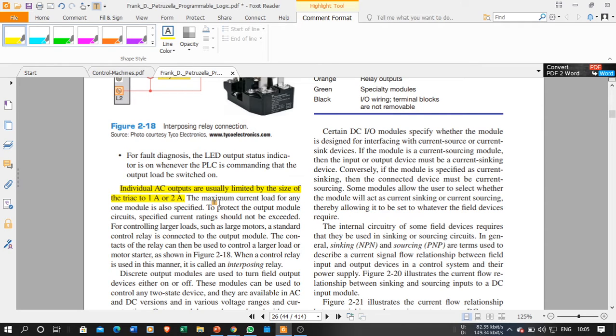Okay, so the maximum current load for any module is also specified. So if it has 8 outputs and each is 1 ampere, then the fuse may be a 10 ampere module fuse. Okay, to protect the output module circuit, the specified current rating should not be exceeded. And if I need to protect my output module, okay, मला जर PLCच्या आउटपुट मॉड्यूलला प्रोटेक्ट करायचं असेल तर माझी काय I need to take care that my current should not exceed the specified limit.